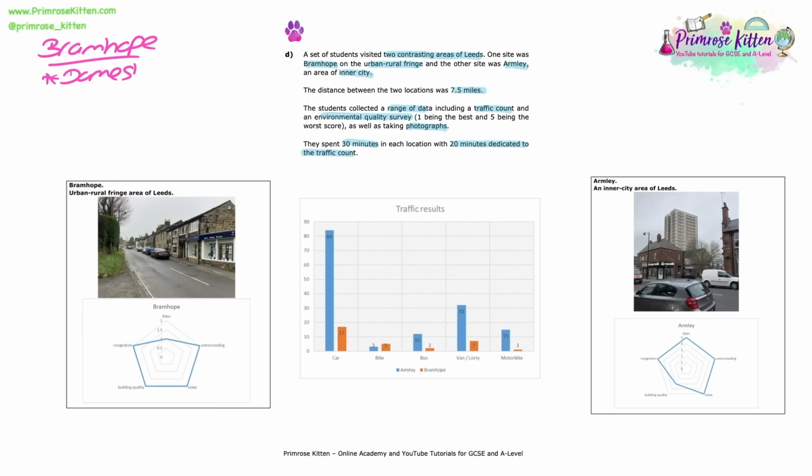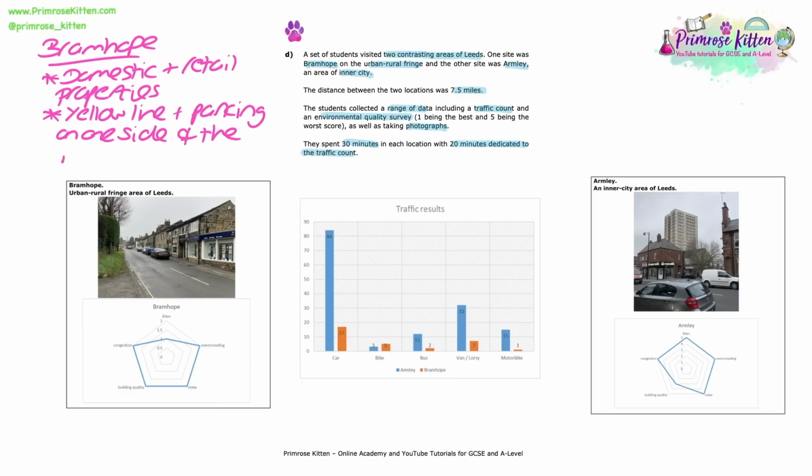Reviewing the data for Bramhope, we can see both domestic and retail properties pictured. There is a narrow road with a single yellow line and parking on one side. Looking at the environmental quality survey, we can see that Bramhope consistently scores well.